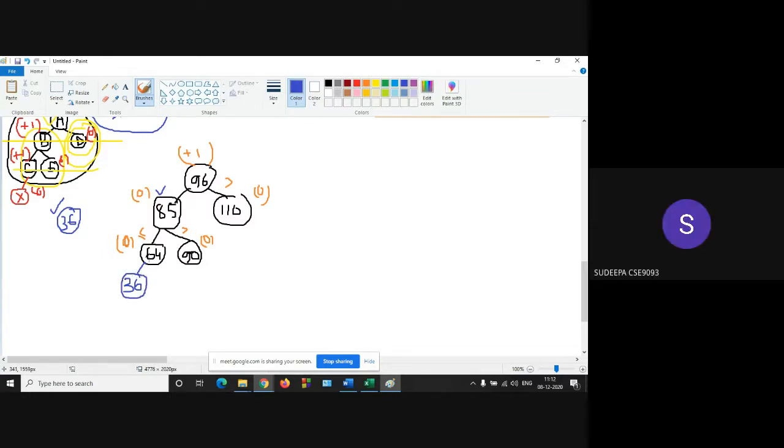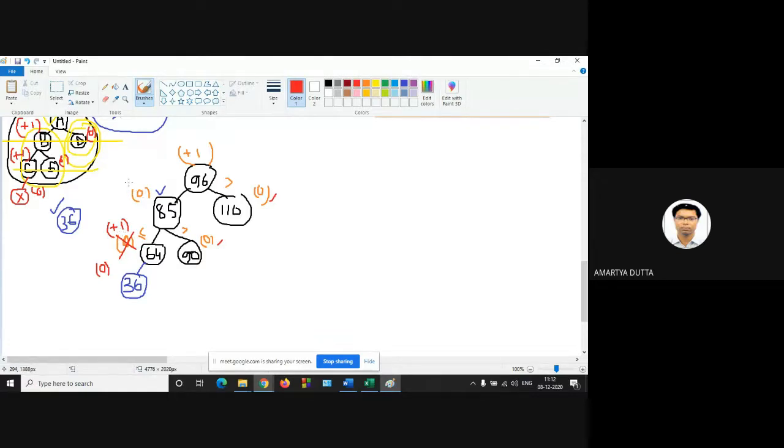Now calculate the balance factor again. So for 36 the balance factor is 0. Okay. For 90 the balance factor is 0. For 110 the balance factor is 0. Okay. For 64, what is the balance factor? Plus 1. Why plus 1? For 64 the right subtree is absent. The left subtree is only there. So its balance factor is plus 1.